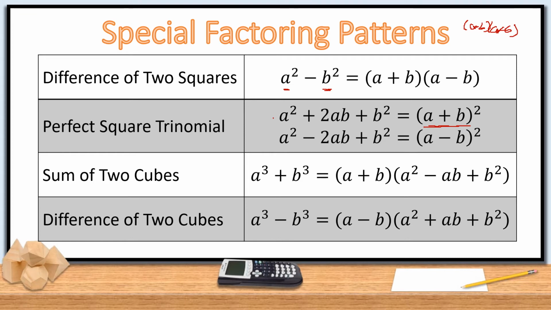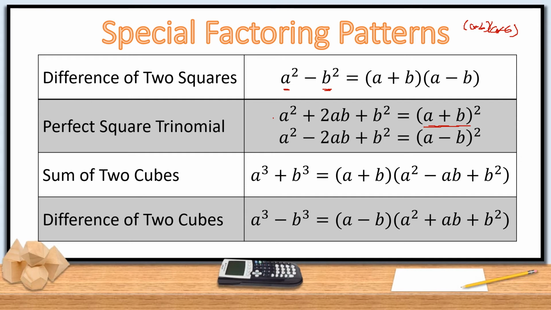Same thing, but if the center term is negative, then it could be (a - b) squared. So you would check and see, okay, does it fit this pattern? Do you have an a squared value? Do you have a b squared value? And then is the center one -2 times the a and the b multiplied?